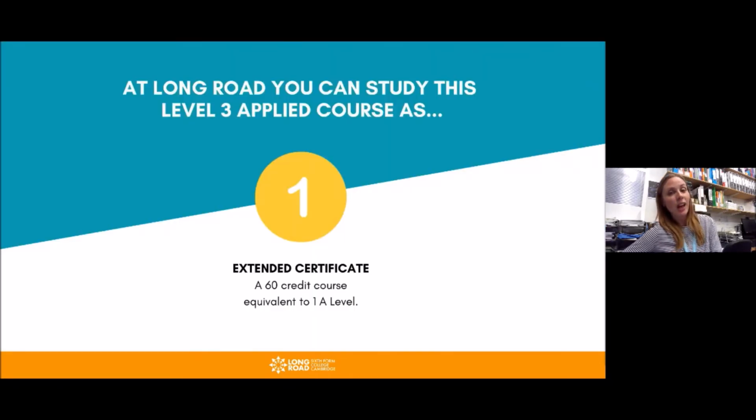So just confirming, as I said there, this course is an applied course. It's an extended certificate, so it's a 60 credit course equivalent to 1 A level. In order to do a full programme, you need to do 2 other courses alongside it, and at the end of it, it will be worth the same amount as an A level. Thinking ahead possibly to university applications, the UCAS points are equivalent for a 60 credit course and an A level.